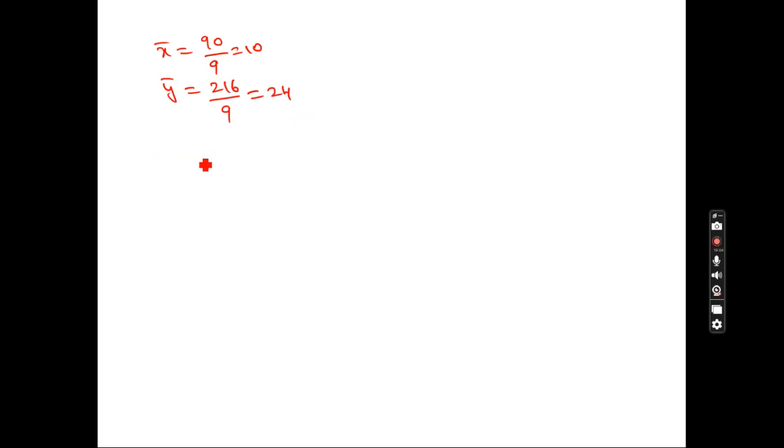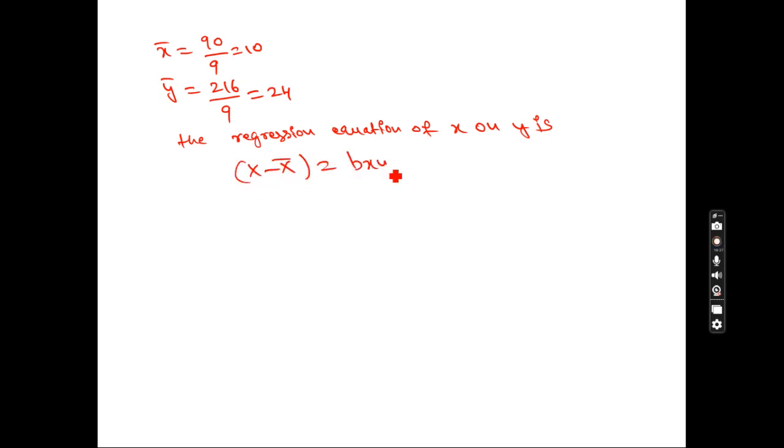So what do we need to do now? We need to substitute these values in the regression equation. The regression equation of X on Y is, you know the formula, X minus X bar equals BXY into Y minus Y bar. This formula is already written, so there is no need to write it one more time in the exam, because it is written on another side. Because of that I wrote the formula one more time here.